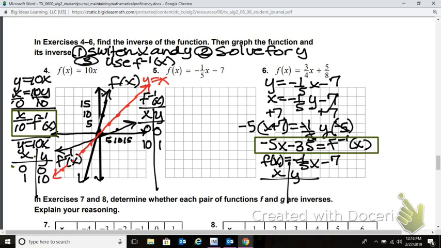So again, start with easy points like 0 and 1. 0, if you substitute that for x, would give you negative 7. Let's actually put in a 5 because we need to divide by 5. So negative 1/5 of 5 would be negative 1, and then minus 7 would give you negative 8. All right, so there's your original points. Let's go and graph those.